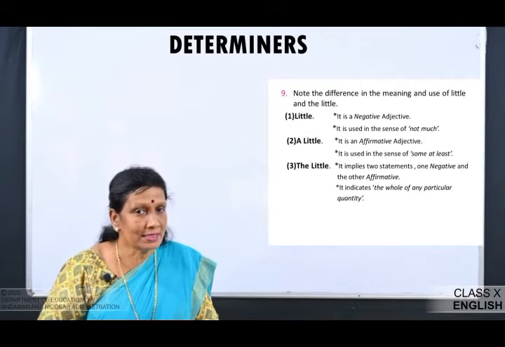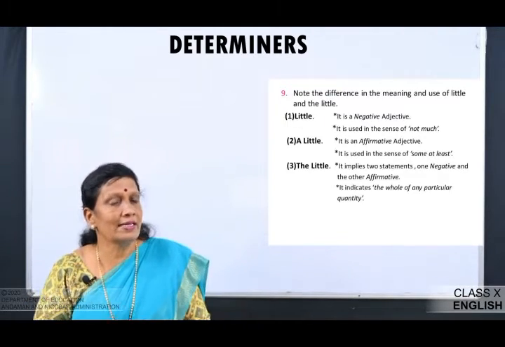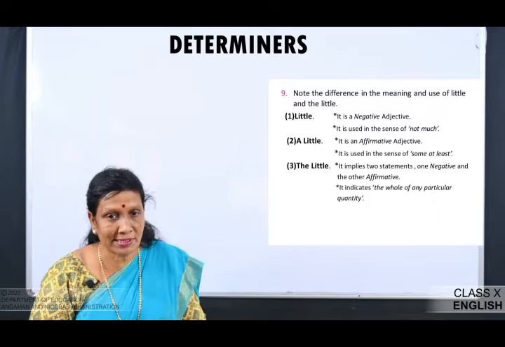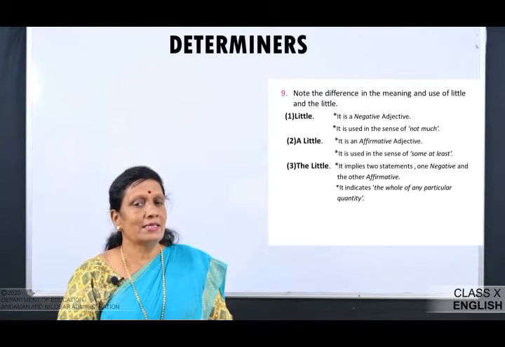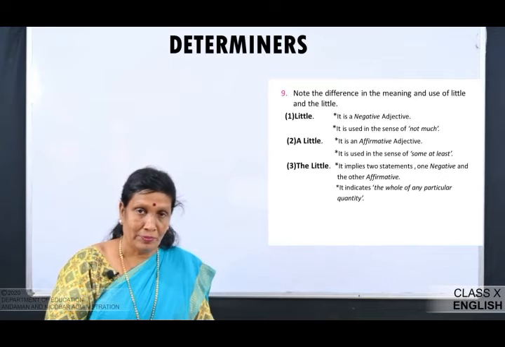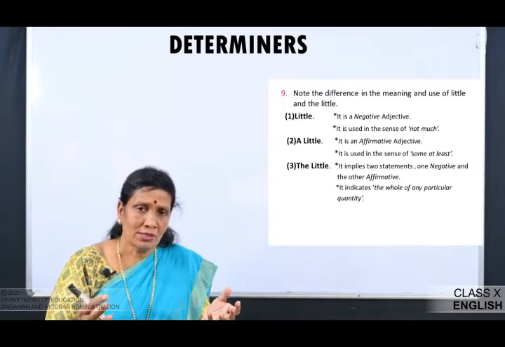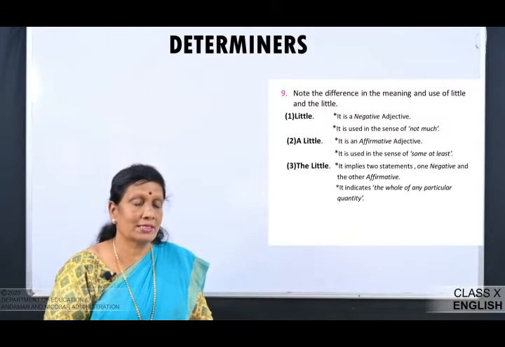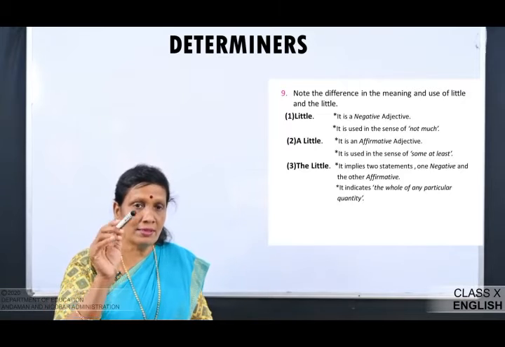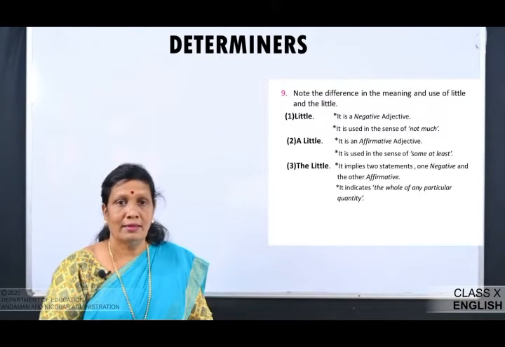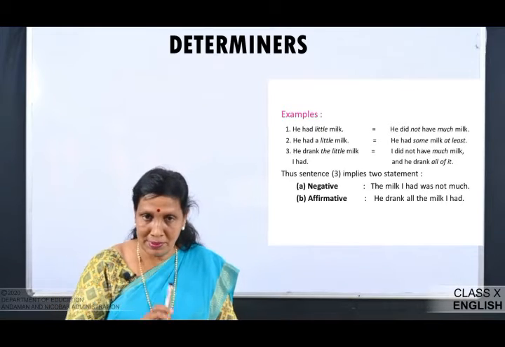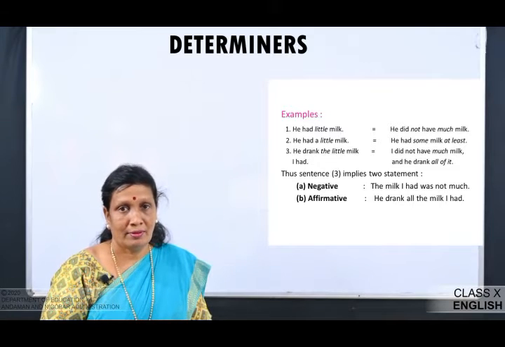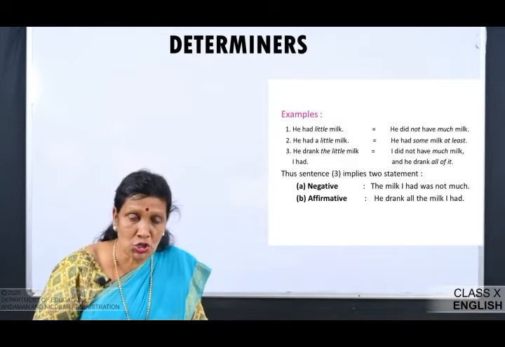And the little again talks of two different kinds of statements. One is negative and the other one is affirmative. It talks about the positive sentence and it indicates the whole of any particular quantity. When we talk about the whole of any particular quantity, then we use the definite article the. So little, a little and the little. Now let's look at some examples and try to understand. He had little milk. That means he did not have much milk.